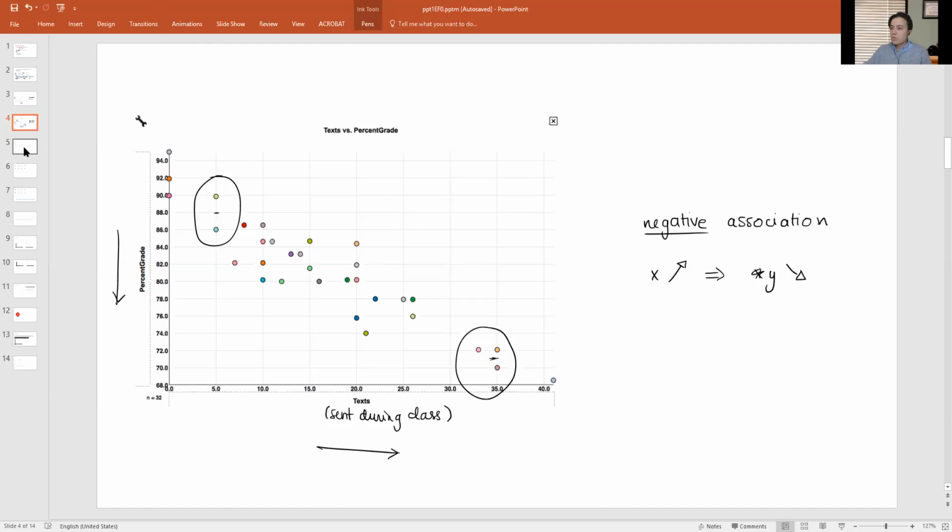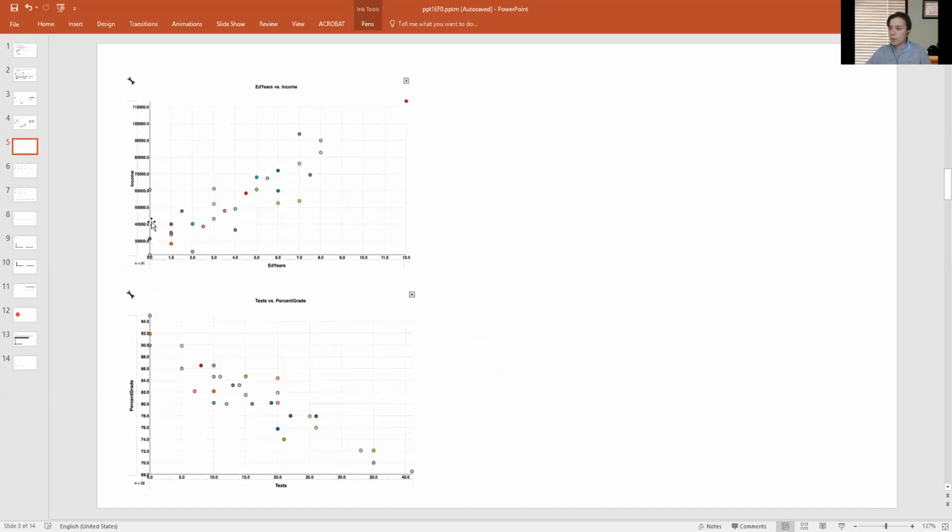So based on these two examples, I want you to look at this on the board over here. So I have both of the scatter plots. This is text versus percent grade, and here you have number of years after high school versus income. And I want to see, based on this, what do you think is similar between these two scatter plots?